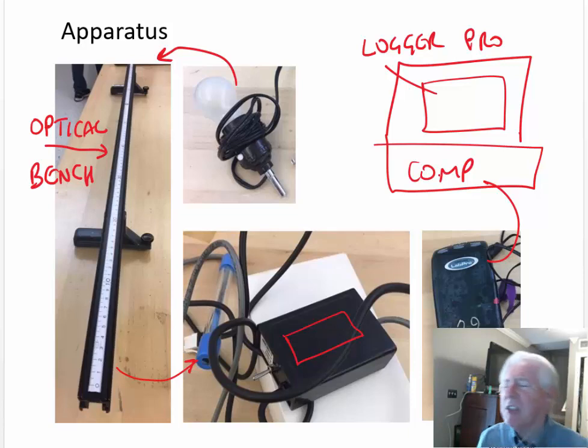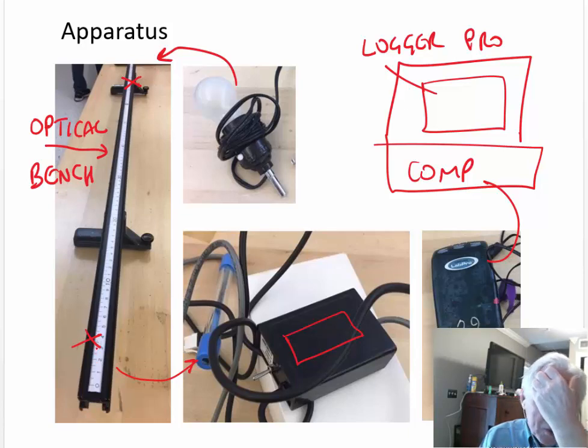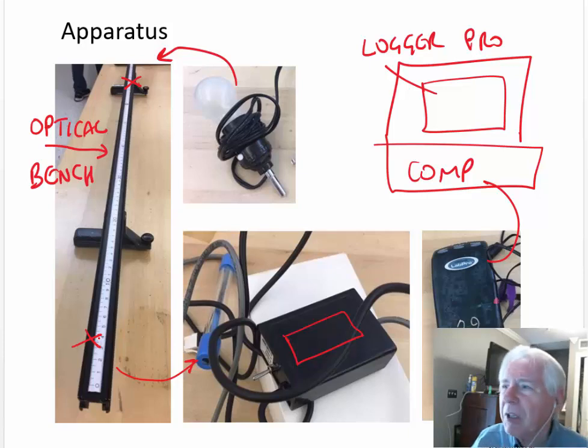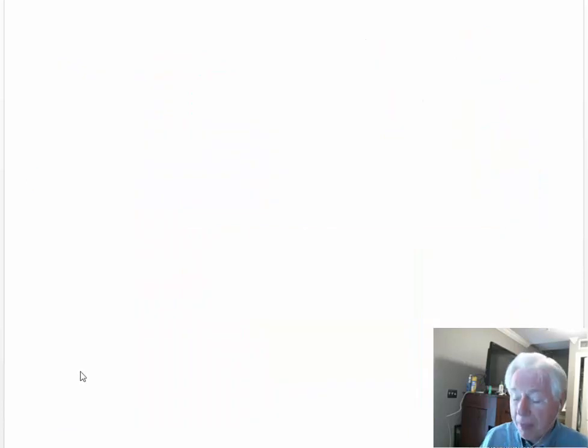This is a way of digitally interfacing this system. So what we're going to do is adjust the position between the light source and the detector. And we're going to see how the intensity of light changes as we make that change. Compare it with the theory. So let's begin taking some notes.